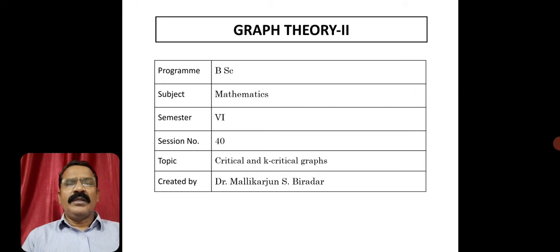So today's session, the 40th session of Graph Theory 2. The title of the topic is Critical and K-Critical Graphs. Okay, so this is the title of the topic. Let us see what is a critical graph and what is a K-critical graph.